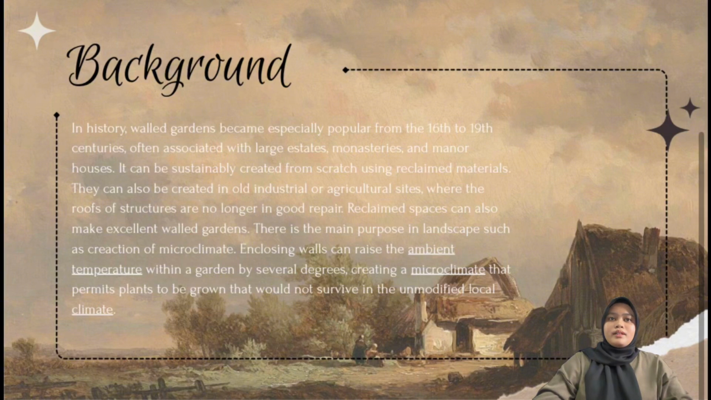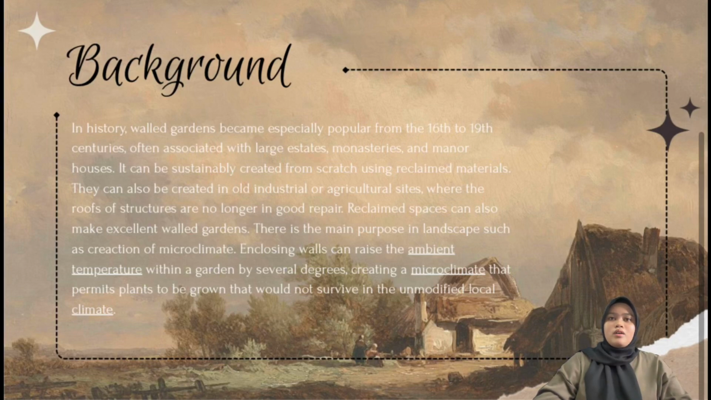That is the main purpose in landscape, such as the creation of a microclimate. Enclosing walls can raise the ambient temperature within a garden by several degrees, creating a microclimate that permits plants to be grown that would not survive in the unmodified local climate.